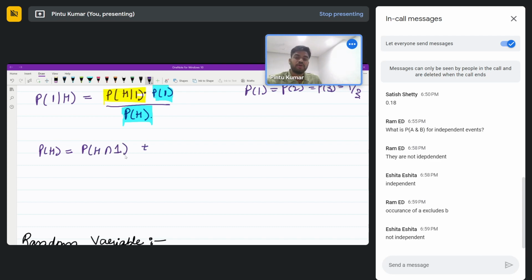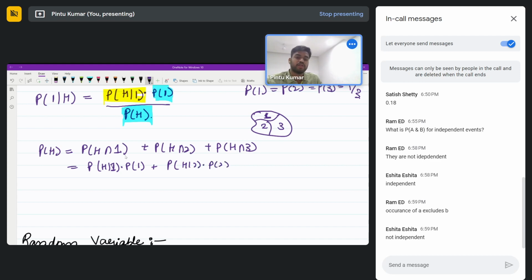intersection first coin. Because if you look at your sample space, it is partitioned into three parts by either the first coin or the second coin or the third coin, right? So this is probability of H intersection second coin plus probability of H intersection third coin. This is nothing but using the Bayes formulation. So H given first coin into probability of first coin, plus probability of H given second coin into probability of second coin, plus probability of H given third coin into probability of third coin.